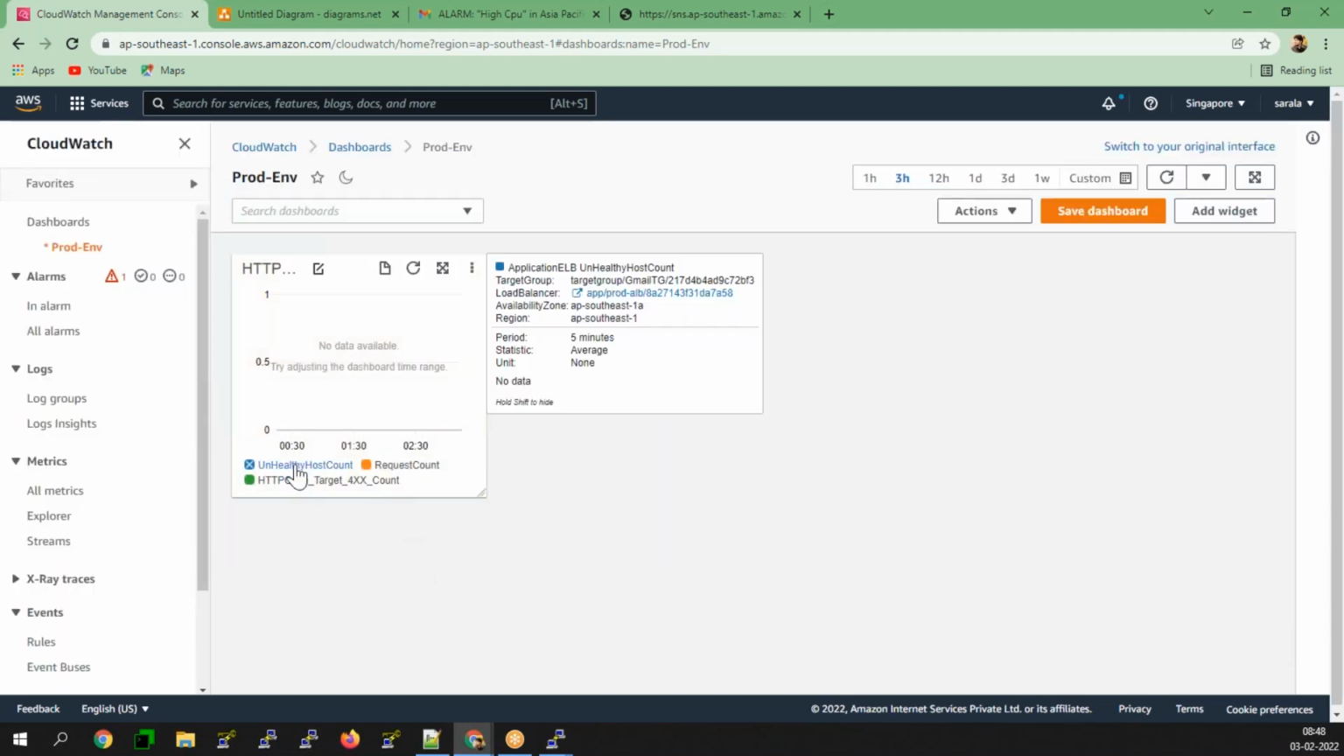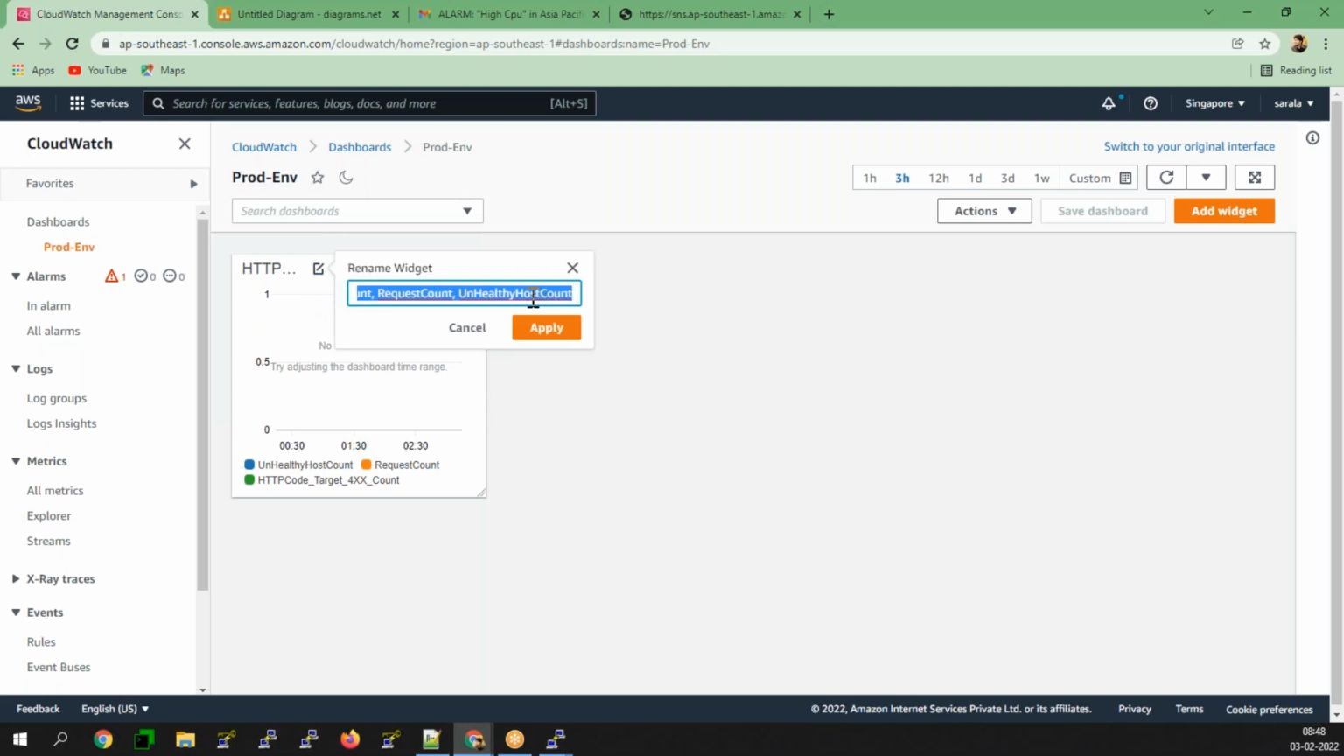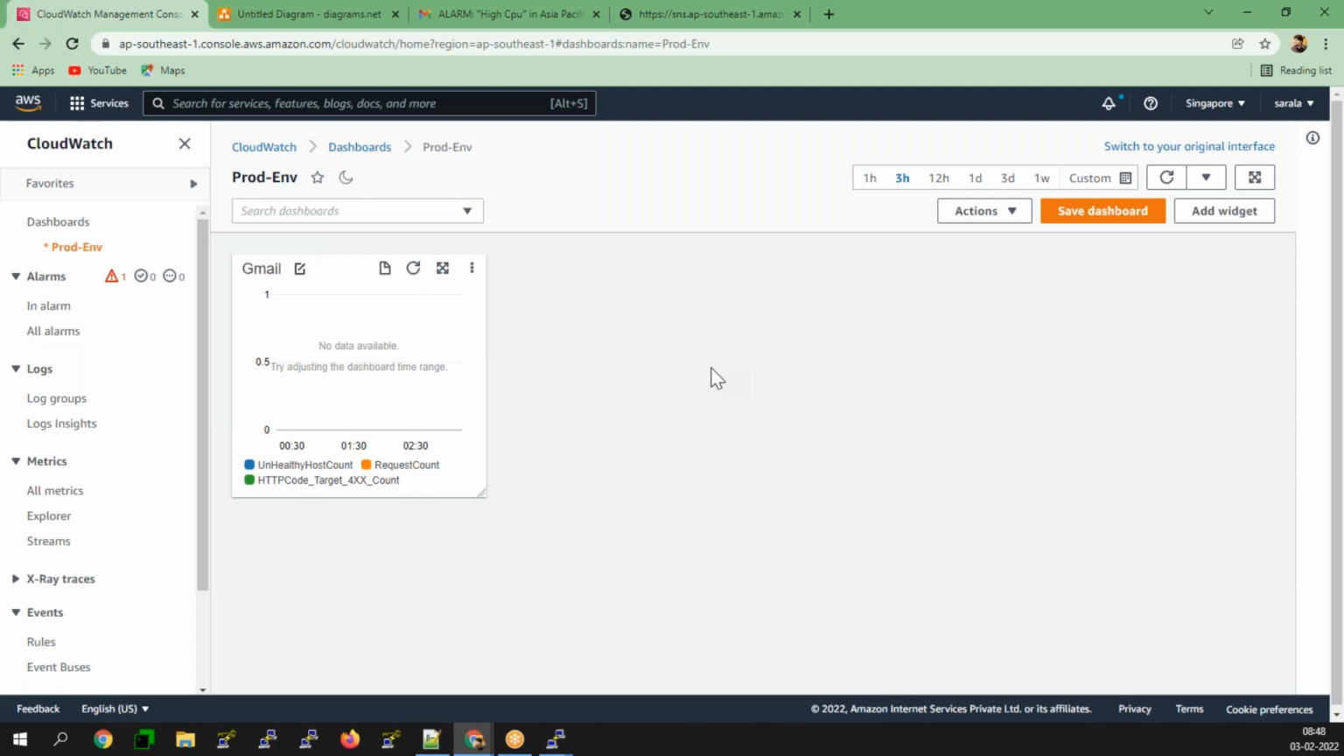What I did here: unhealthy host count, request count, how many requests are there, and whether there are any 4xx errors. Save the dashboard. Now I'm going to name this one the Gmail target group. Apply it. Let's save the respective dashboard.